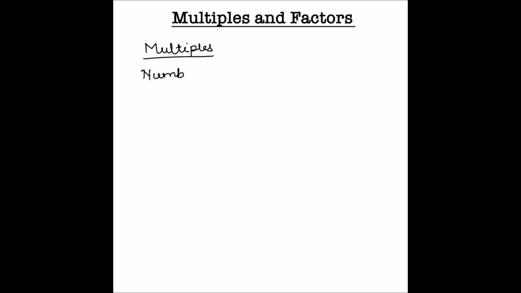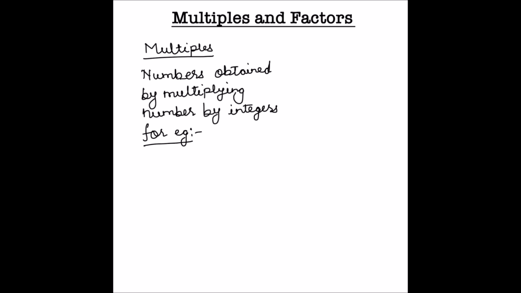So multiples are numbers which are obtained by multiplying a given number by integers. For example, we have multiples of 4 as 4 times 1, 4 times 2 equals 8. So these are all multiples of 4. If we take another number like 3, so 3 times 3 will be 9, 3 times 4 will be 12. So these are all multiples of 3.